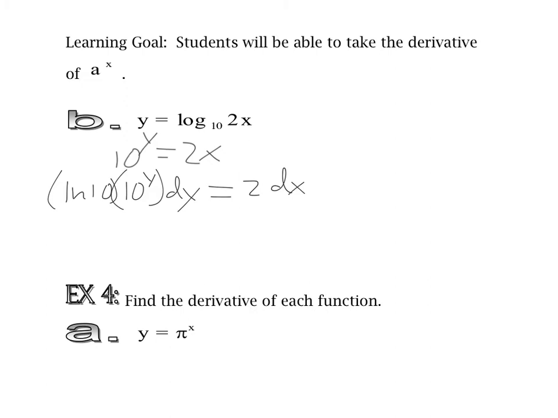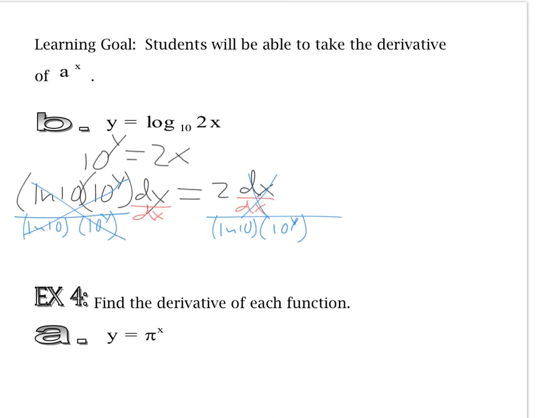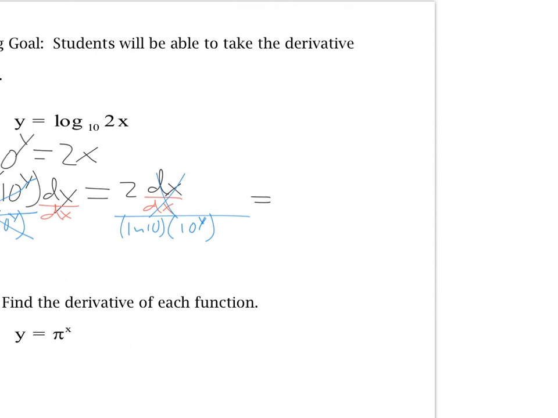Well, hopefully you see what we can do here. We can divide the dx on both sides. And we can divide this ln 10 and 10 to the y on both sides. Okay, so these guys are gone and all of these guys are gone. And so let's rewrite what we have. I'm just going to write it over here. This would be like saying 2 over the natural log of 10 times 10 to the y.